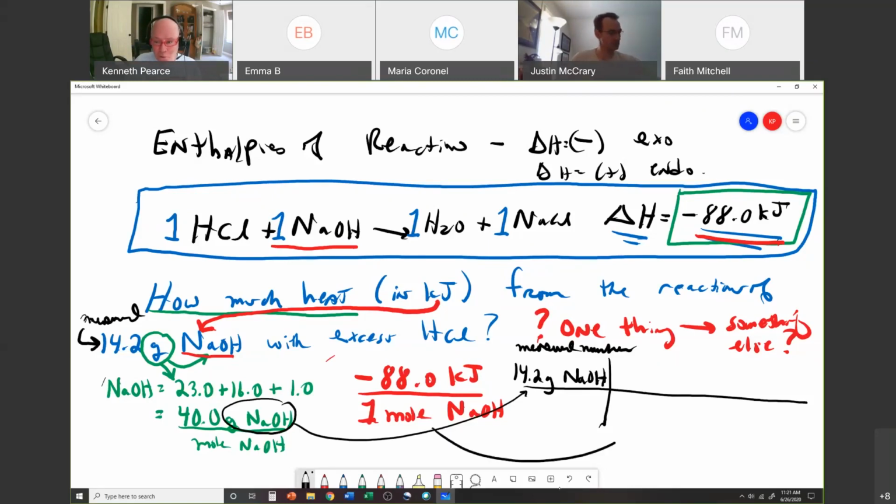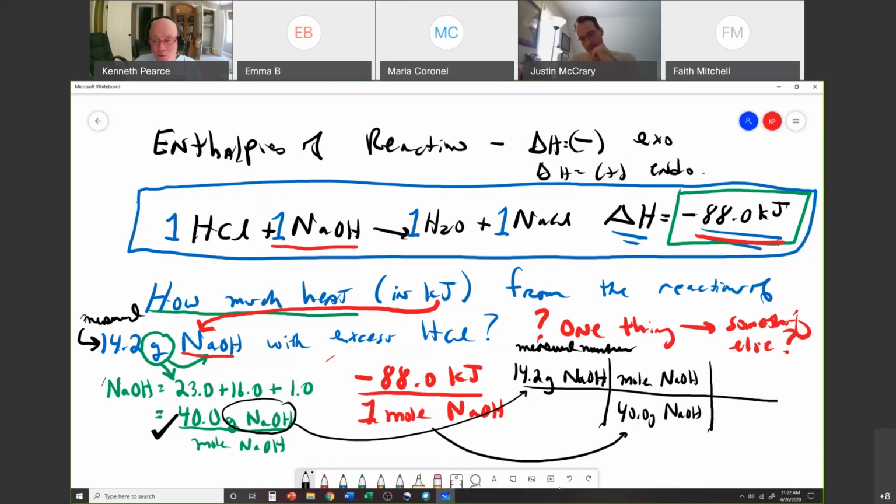And so we're going to flip this over and it's going to become mole sodium hydroxide for every 40.0 grams sodium hydroxide. You see how this is working? It's working exactly the same way as what we did before. And so now I've used this, and I like to put a little check mark just to make sure I don't reuse these things.